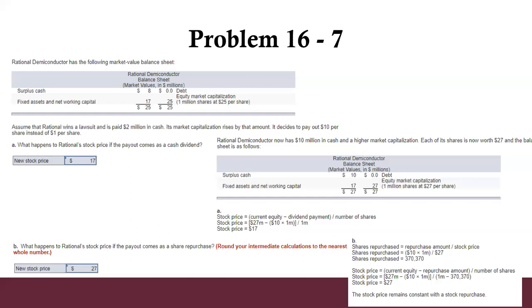So we calculate then what the stock price would need to be, right? And then what happens if it was a share repurchase? The stock price would actually be $27 instead of the 25, right? So what is the difference? Well, the difference is, did they pay it out in cash or not?